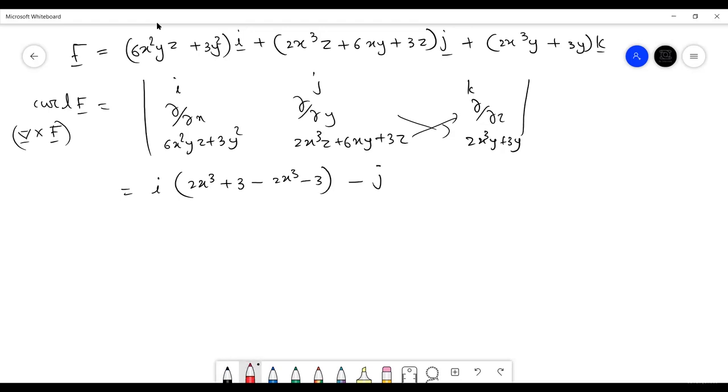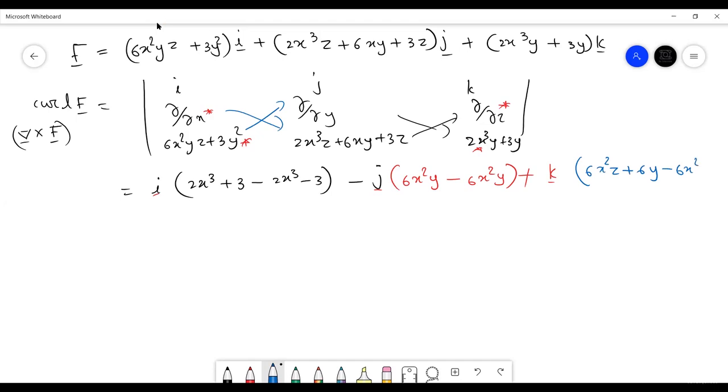So minus j into here, this one into this one, and this one into this one, right? So if we write here j times 6 x squared y minus again 6 x squared y, right? So finally plus k times these two things, this into this and this into this, right? K times we'll get 6 x squared z plus 6 y minus, again we'll get 6 x squared z, right, minus 6 y, right? So obviously this is zero, right? So curl f is done, right?